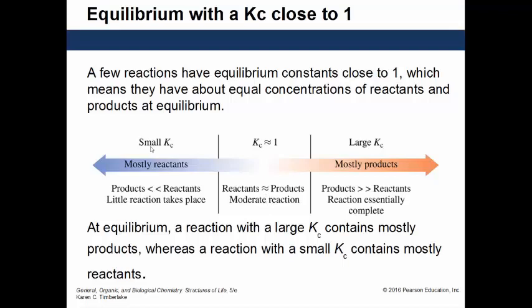If you have a value for Kc that is small, you'll get mostly reactants, and very little reaction takes place. And if you have a value that's large for Kc, you'll get mostly products. What you'll get is a reaction that is essentially complete, because you have very little reactants left and a whole bunch of products made. Reactions with a large Kc value will have mostly products, and reactions that have a small Kc value will have mostly reactants.